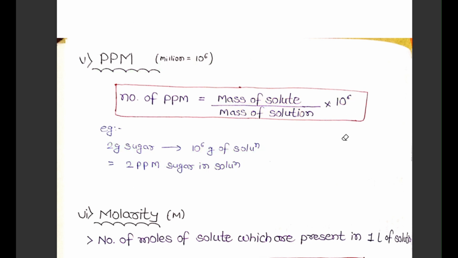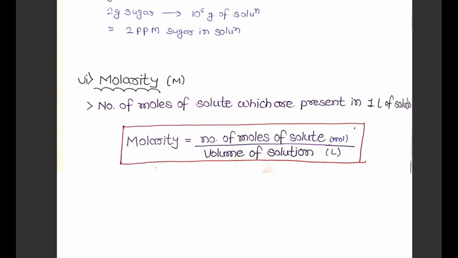Now let us come to molarity. The formula for molarity is equal to number of moles of solute in moles divided by volume of the solution in liter. So the number of moles of solute which are present in 1 liter is called molarity, and it is denoted by capital M.